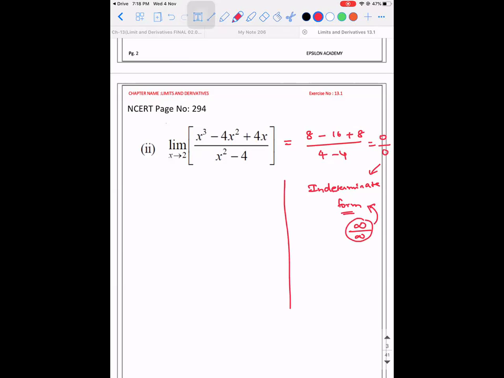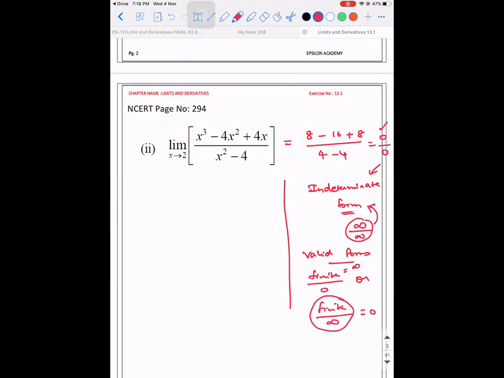Whereas the valid forms are finite value by 0 or finite value by infinity. See, finite value by 0 is infinity. Finite value by infinity is 0. Are you guys able to understand what I'm trying to say?